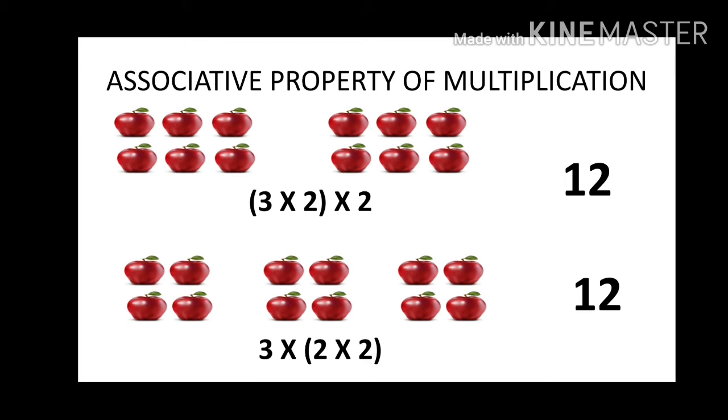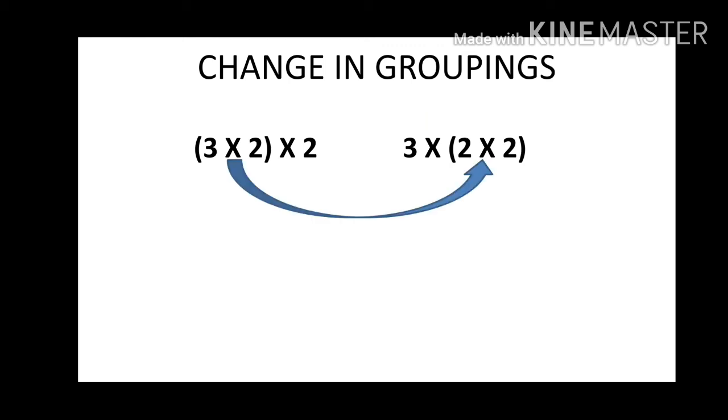Now in the next case, first we had 2 groups of 2. That one we have made 3 times now. That's why it is 3 multiplied by 2 into 2. That's why it becomes 12 apples now. So in both the cases we get 12 apples in both the arrangements. So we can see that (3 into 2) into 2 and 3 into (2 into 2). Just see the groupings. Here we have just changed their groupings. We have not changed any number. We are only changing the groupings now.